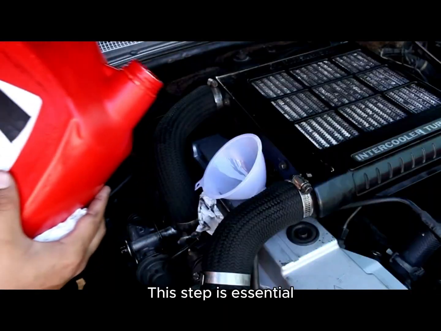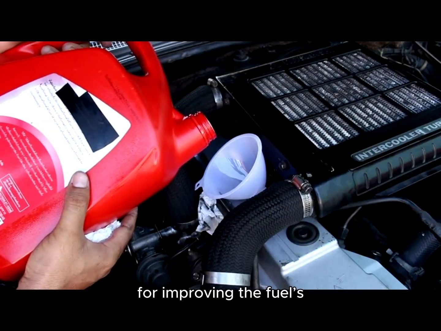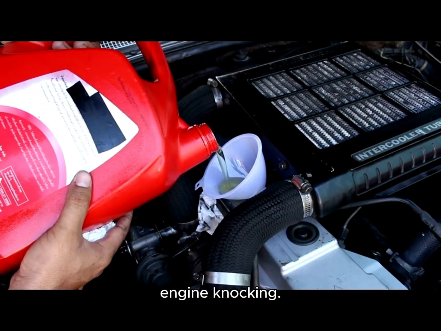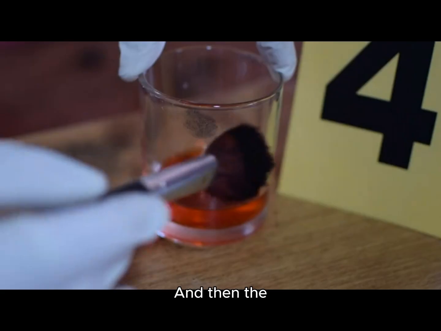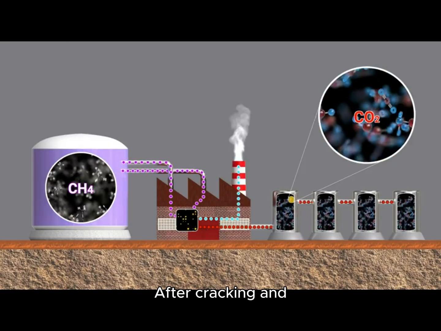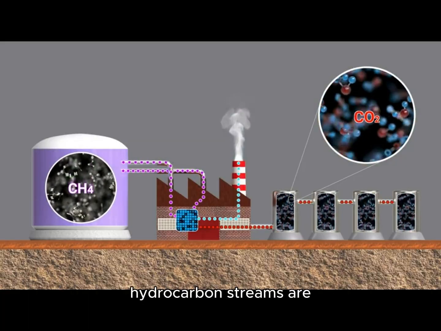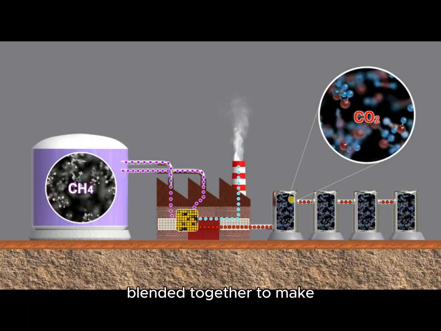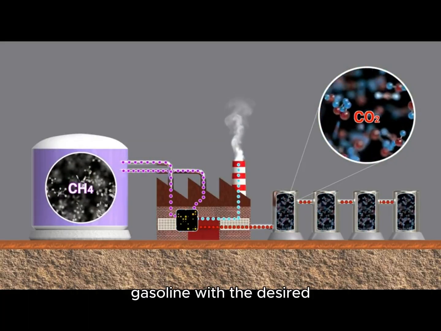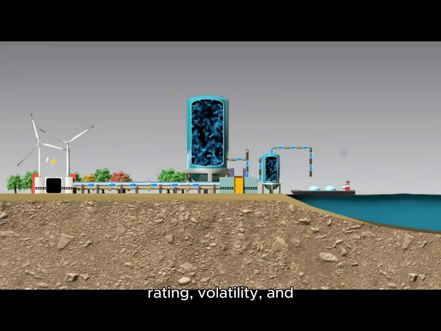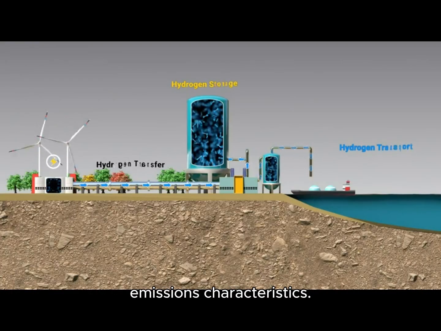This process increases the octane rating of gasoline. It rearranges low-octane naphtha molecules into high-octane molecules, which are then blended into gasoline. This step is essential for improving the fuel's efficiency and reducing engine knocking. And then, the blending process.